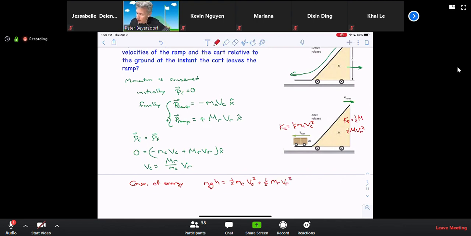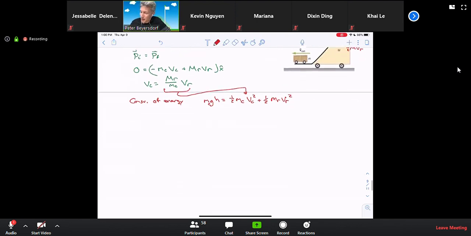And notice that we don't care about the direction that these objects are moving, because as long as they're moving, their kinetic energy is positive. So these things add up. That's very different than when we added up their momentum and they were moving in different directions, so they canceled out. Okay, so anyhow, I've now got two equations, this one in green and this one in red, and I've got two unknowns. I don't know VC and VR, but I can take this value for VC and plug it into this expression and then solve for VR. So let me do that.